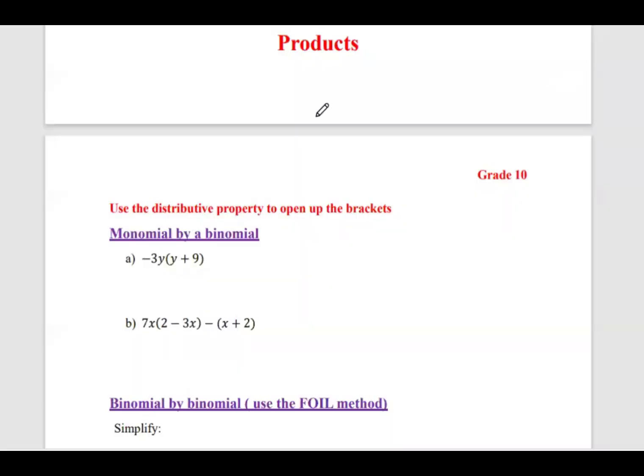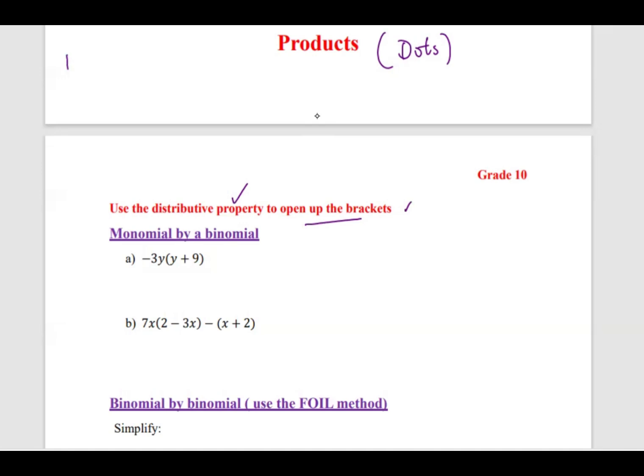Hello, in this episode, we're going to be talking about products. Now, some people will call products dots, which is still fine. So at our level, we have to use what we call the distributive property to open up the brackets. So I've broken this down into three aspects, okay?